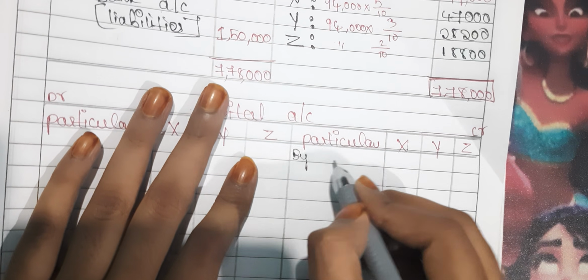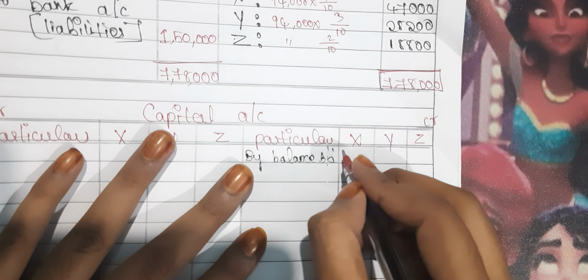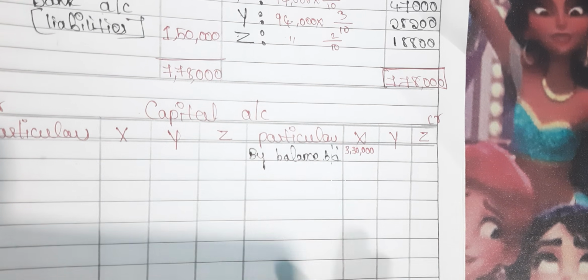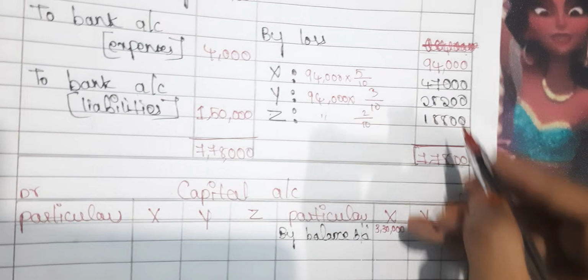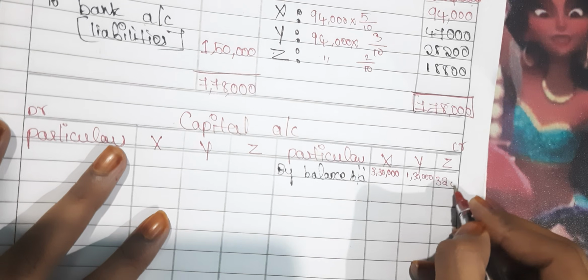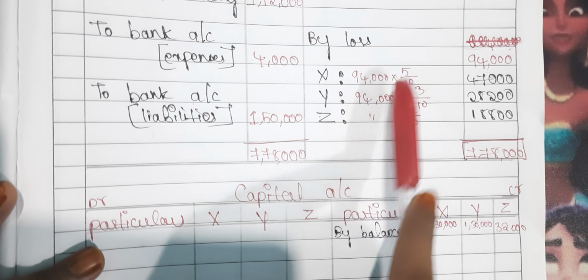So by balance brought down, for X, how much is the amount? For X it is 3,30,000. We need to take it here, 3,30,000. The boxes have become a little smaller, but please try to adjust. Then for Y, how much is it? 1,30,000. We need to take 1,30,000. Is it 1,30,000 only? Yes. Then for Z it is 32,000 only.